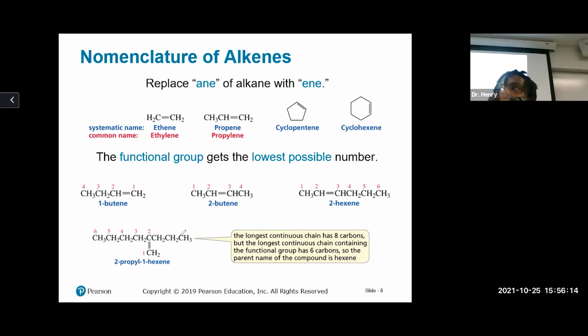So here, the longest chain is an octane. However, the functional group is a double bond. So they give the double bond the priority because they want it to be part of the main chain. It makes it easier to name.